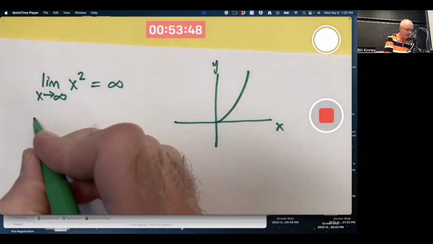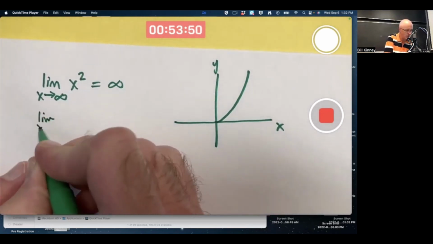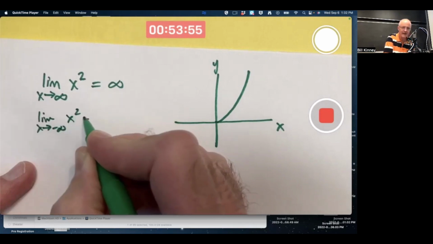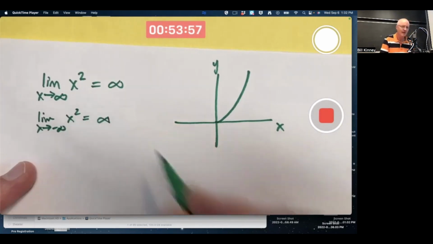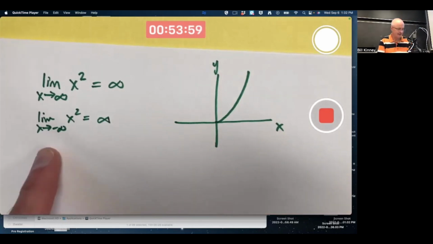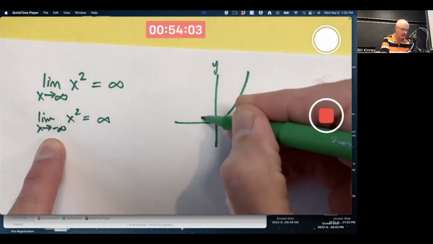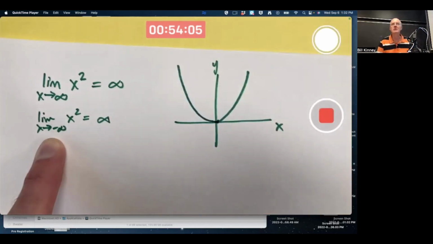You could also write the limit as x goes to minus infinity of x squared is still infinity. That's also, there's a minus sign there now. That's also saying that as x goes to the left forever and ever, the graph still goes up forever and ever without any sort of horizontal asymptote.